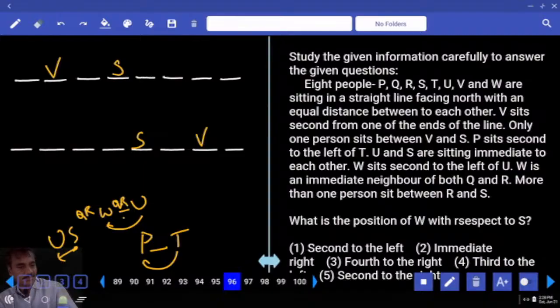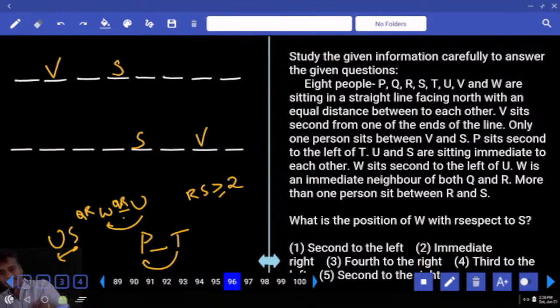Then my next one. W sits second to the left of U. W is an immediate neighbor of both Q and R. Then next one, more than one person between R and S. Now in between R and S, how many? Greater than or equal to 2. Now this is the information given. With the help of this, tell me from where we can start.